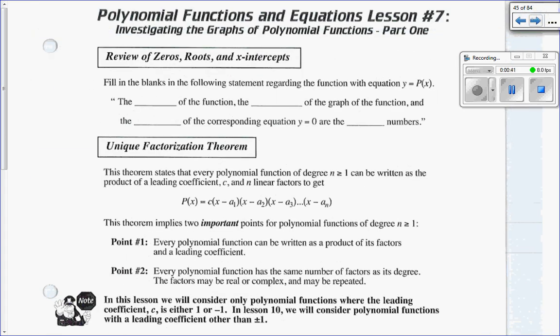We're going to talk today about the graphs of polynomial functions. We're actually going to do part 1 and part 2 both today because they're very short and a lot of it is review from Math 20.